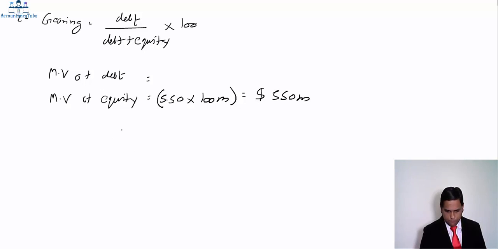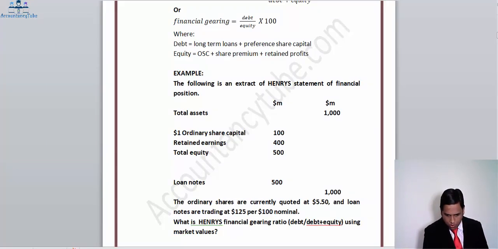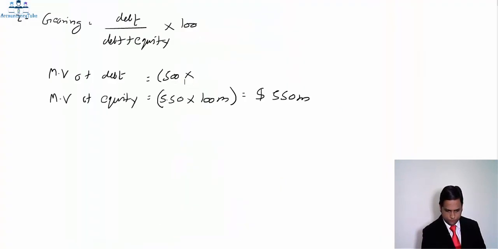And the debt, if I remember correctly, was 500, and was trading at 125 per 100 nominal. So that would be 500 times 125 over 100. Now if you compute that, we will get an answer of 625 million, and these are in dollars.